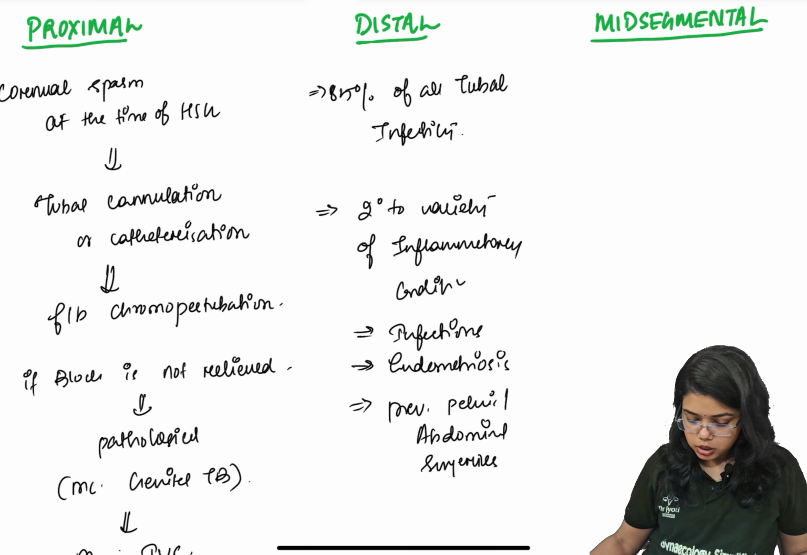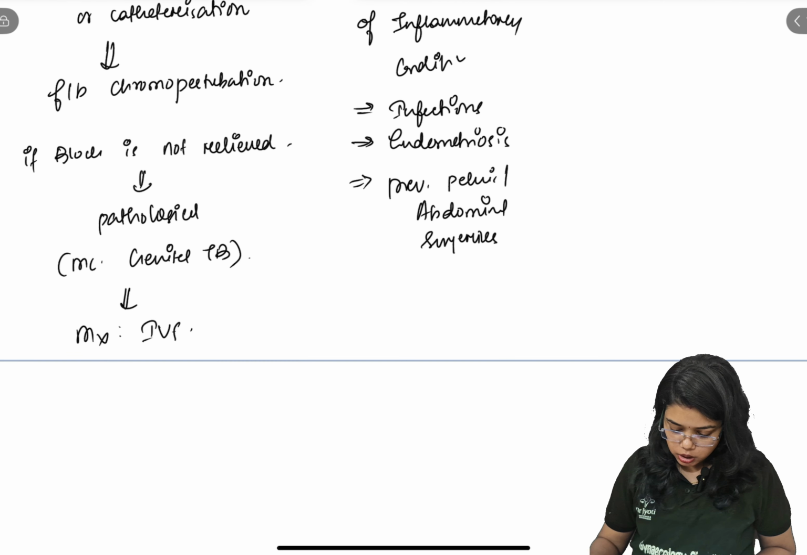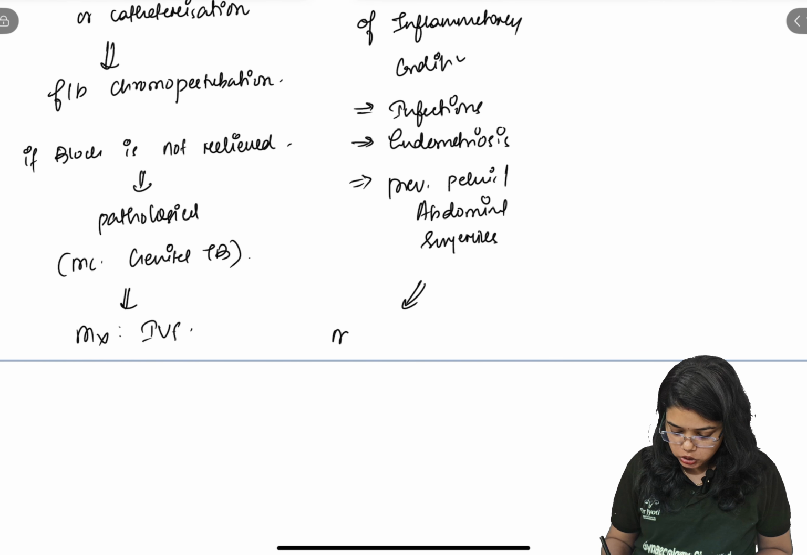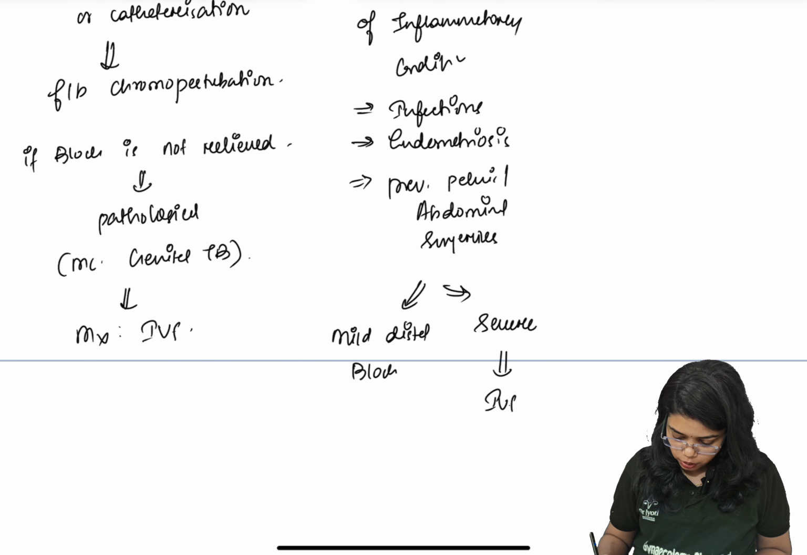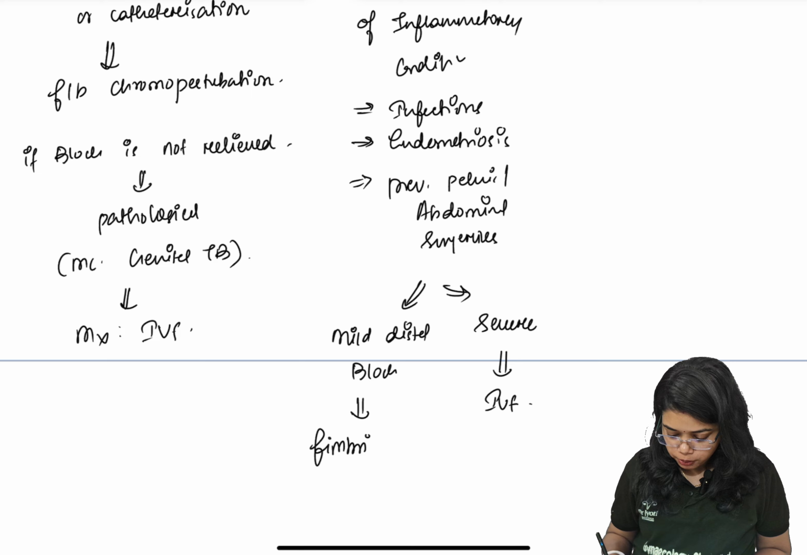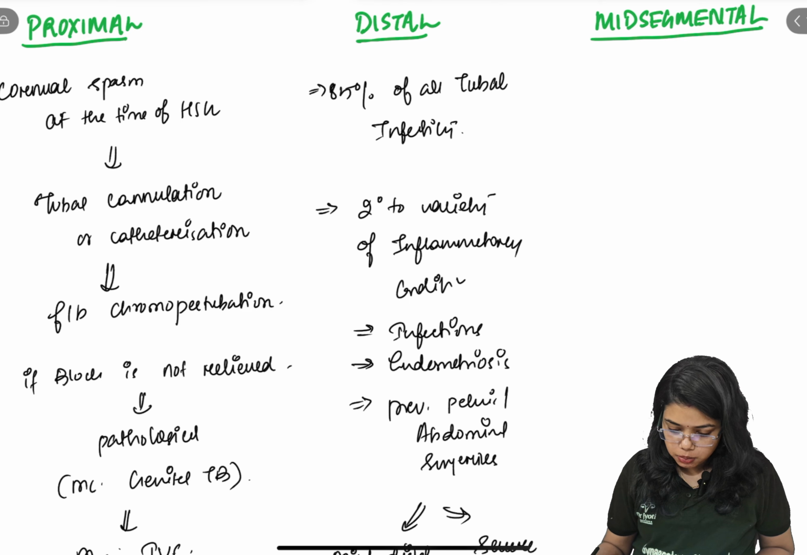So the distal blockage can be mild or severe. If there is severe distal block, then we have to do IVF, and if there is mild distal block, we will do fimbrioplasty.